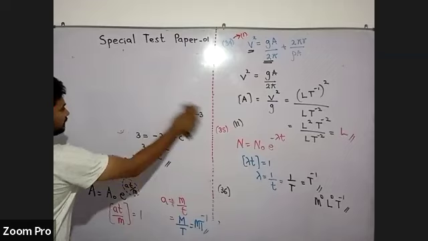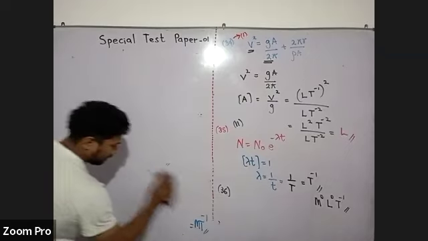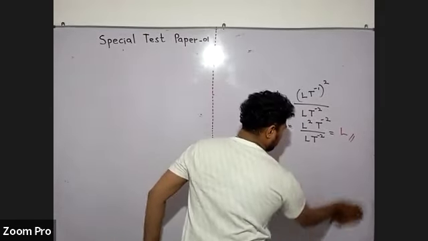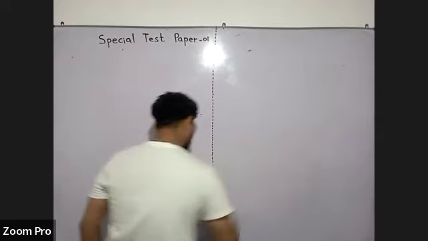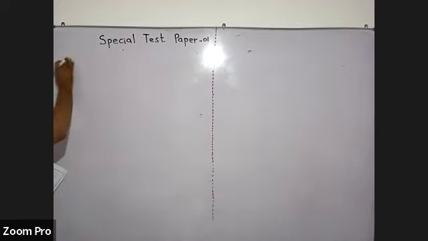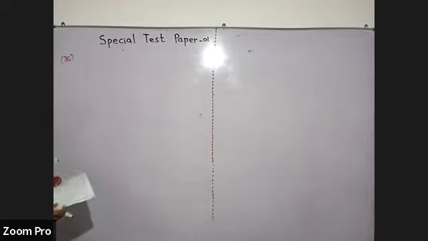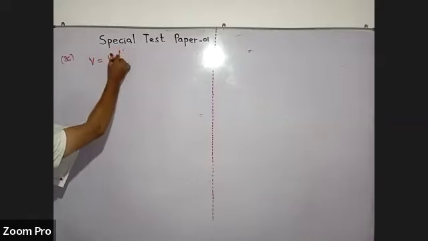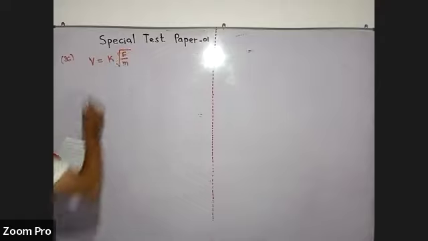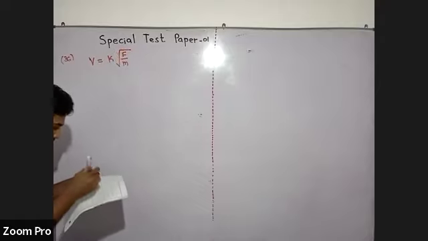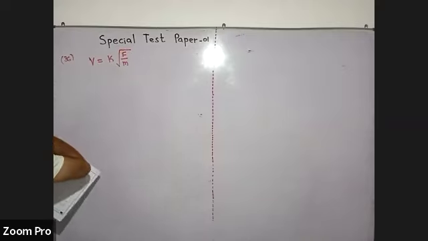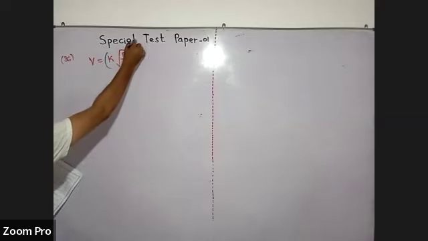In the 36th question, first of all, I will list these things. We have to find the dimensions of K. This is the given equation, V equals K root F over M. Now there's a root sign, isn't it? So it's better to exclude this root sign.